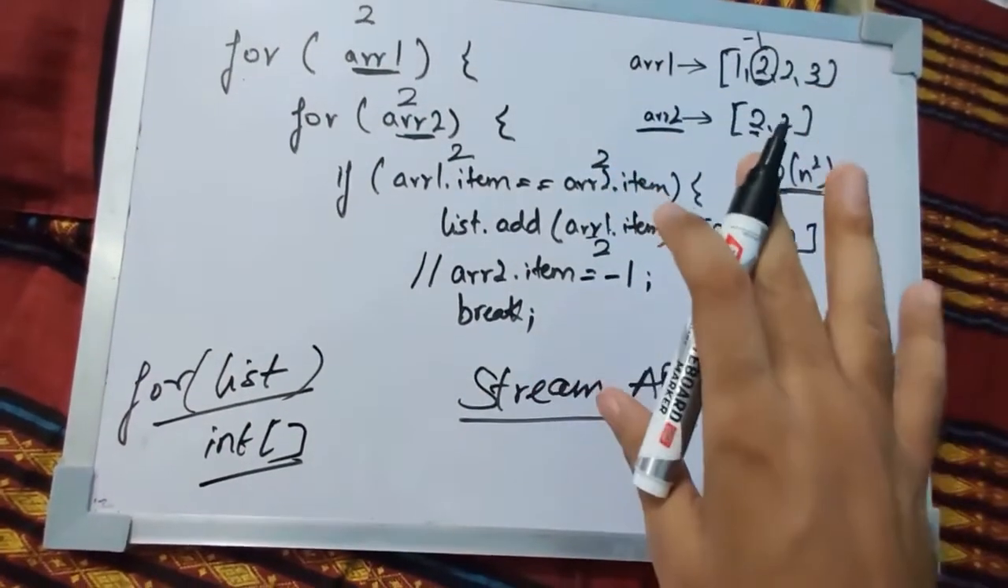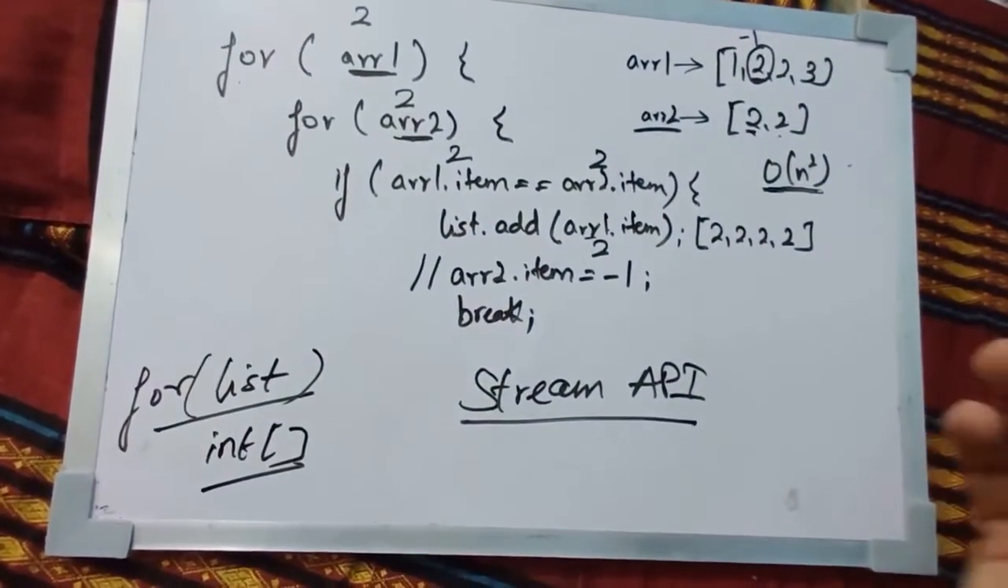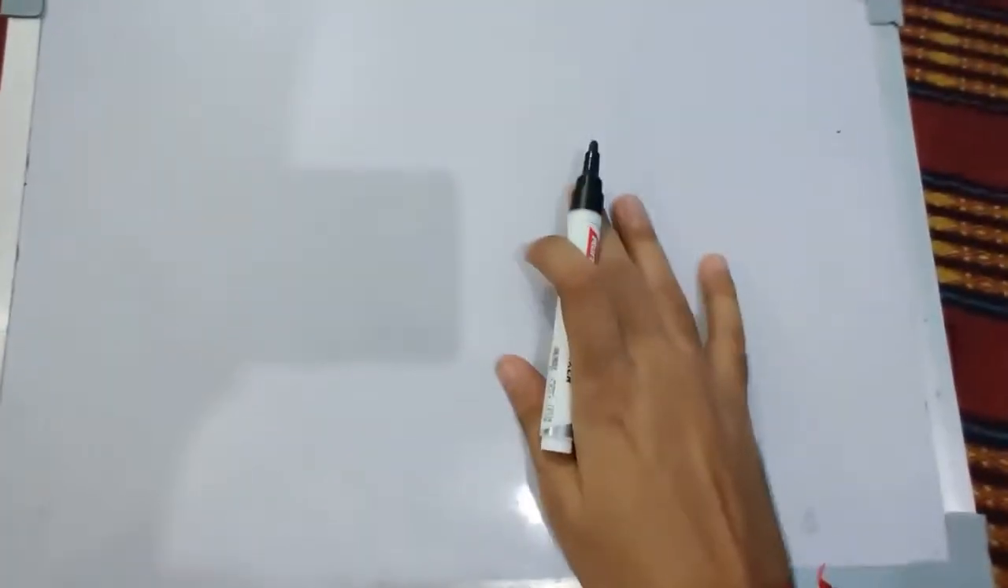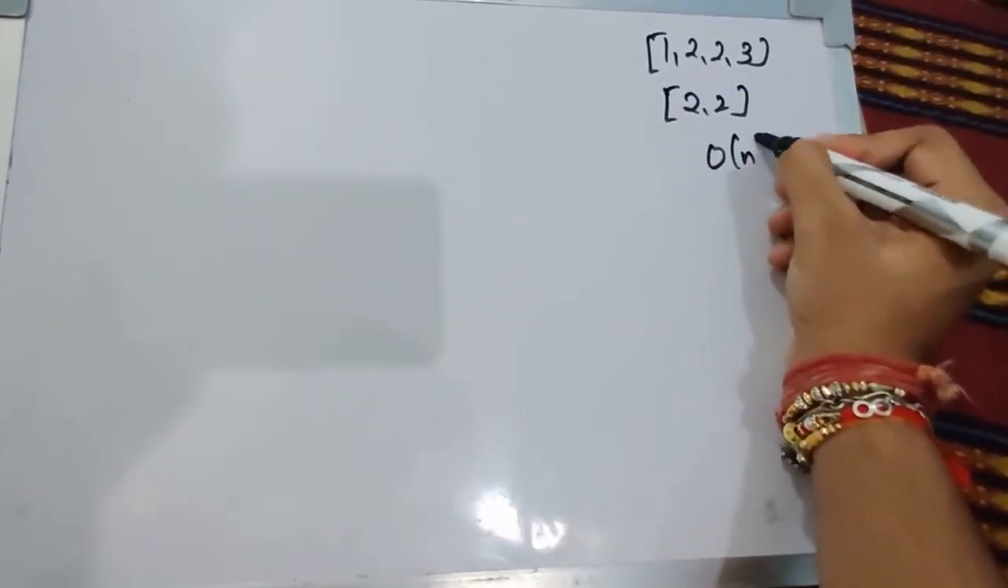Now let's see the second solution. I hope this is clear. Okay, so let's go to the second solution. We have to optimize the solution that uses O(n)² complexity. Okay, that's our target right now.